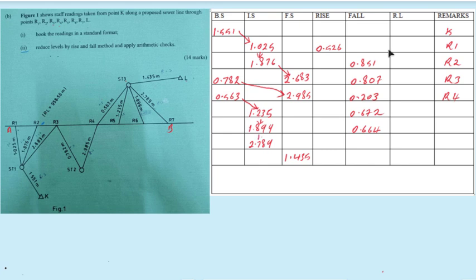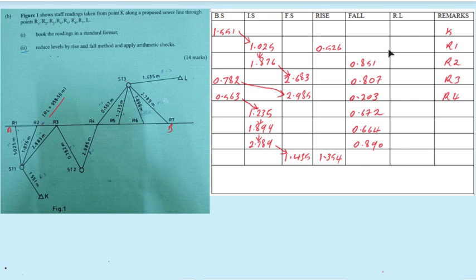Then we have this one, it's also a negative, and this one will give me a negative of 0.890. And then we have the last one. This must be a positive, so it is a rise of 1.354. So with that, I'm through with rise and fall. And as you can see here, we have a reduced level of 958.56, and this is at reading 2.